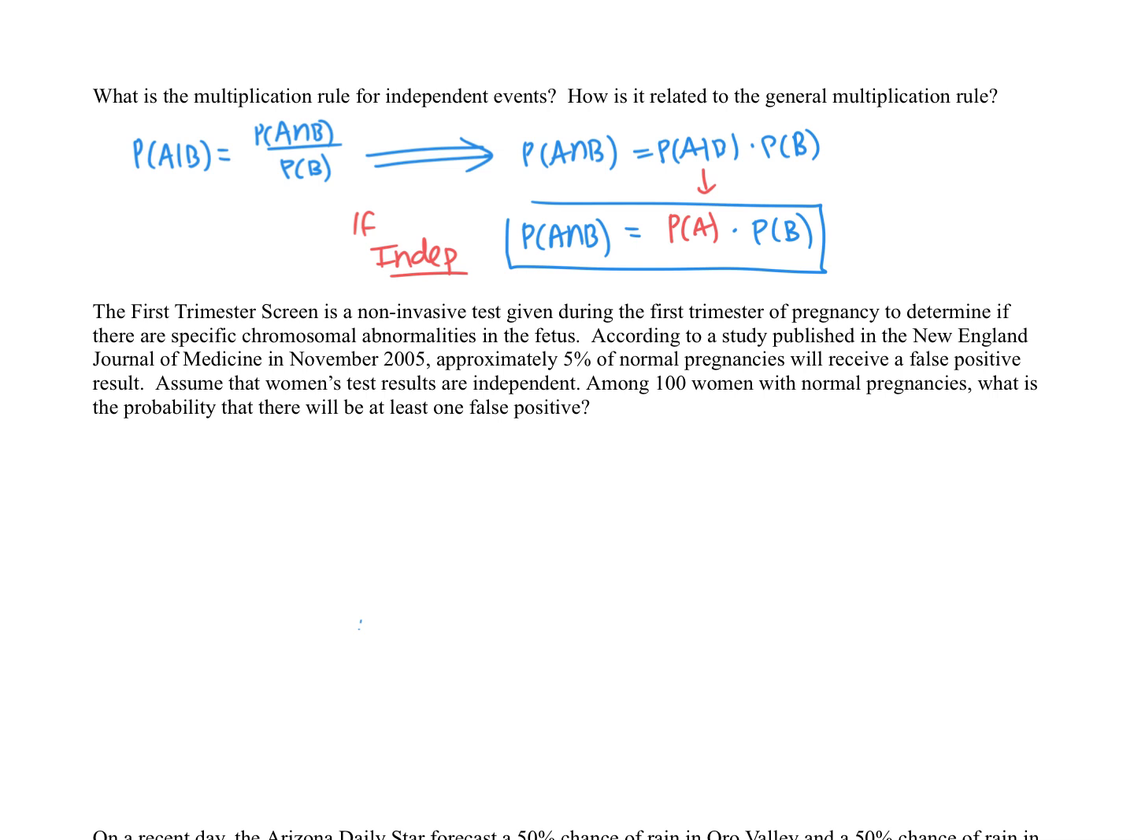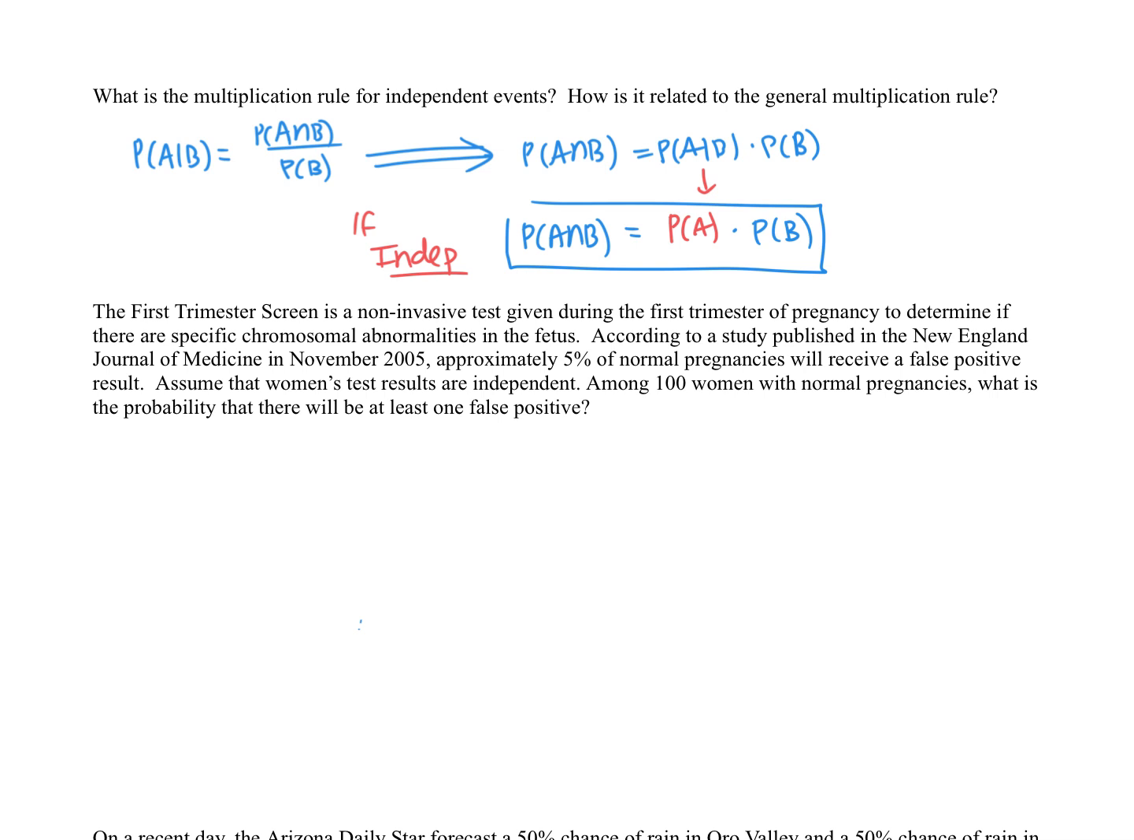The first trimester screen is a non-invasive test given during the first trimester of pregnancy to determine if there are specific chromosomal abnormalities in the fetus. According to a study published in the New England Journal of Medicine in November 2005, approximately 5% of normal pregnancies will receive a false positive result. Assume that the women's test results are independent. Among 100 women with normal pregnancies, what is the probability there will be at least one false positive?